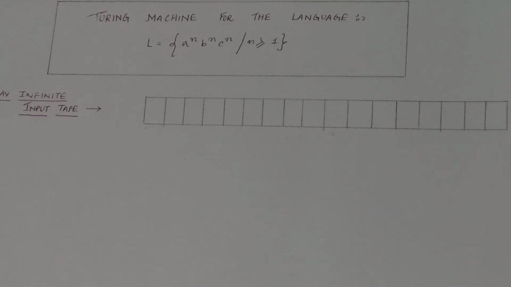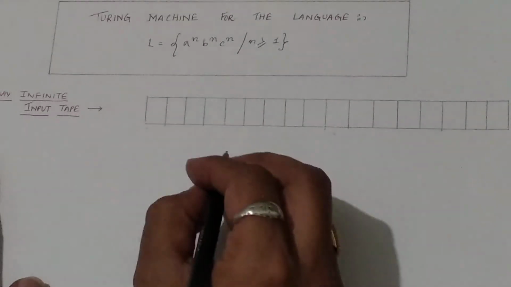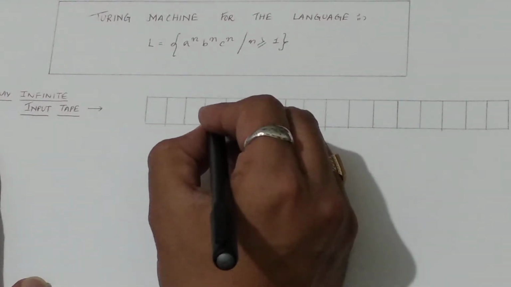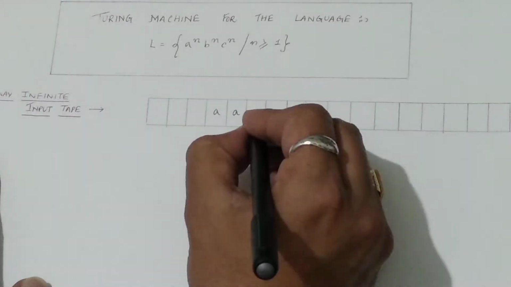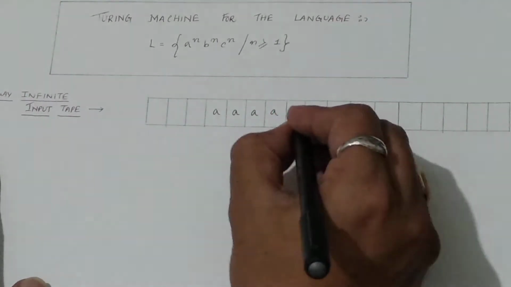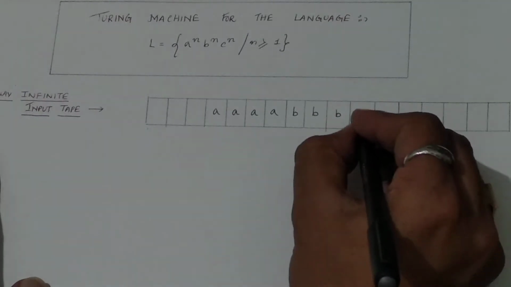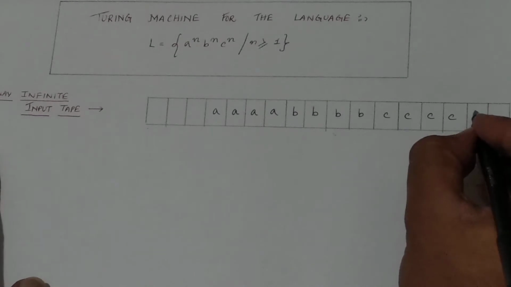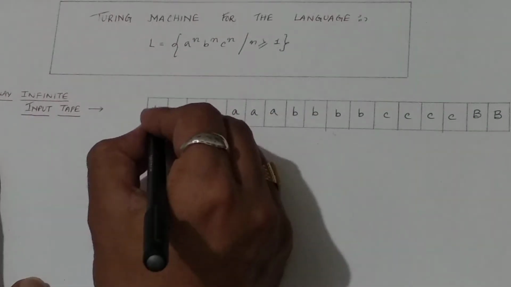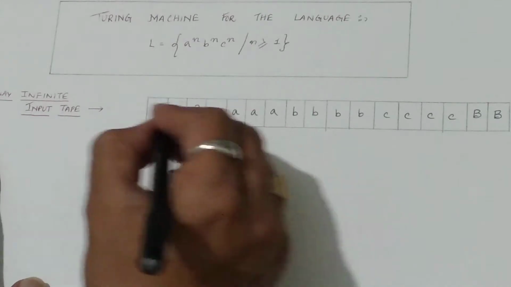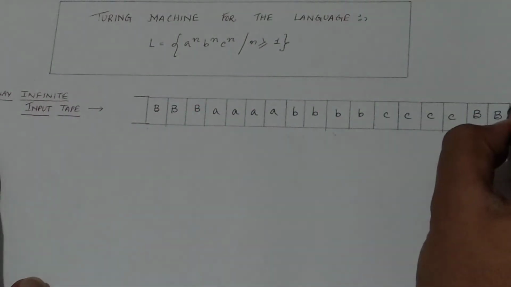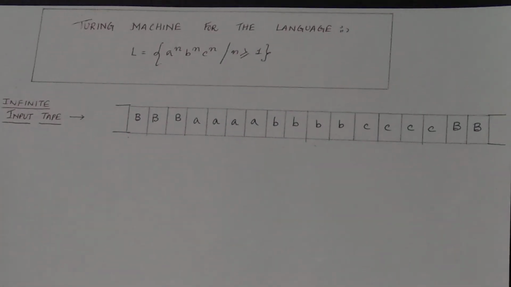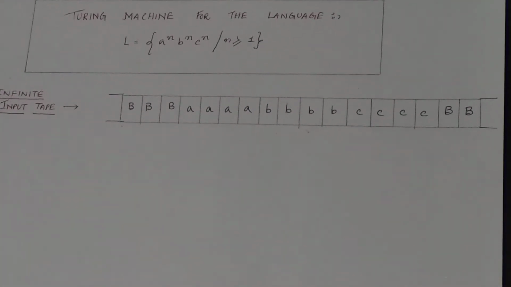Let us take a string for this. Suppose n is equal to 4. Then the string will be a a a a, b b b b, c c c c, and after finishing this I will have blank symbols. Initially also we have blank symbols, and this is an infinite tape, a two-way infinite tape. That means on both sides you can do the reading and writing operation. So this is the initial part I have taken.